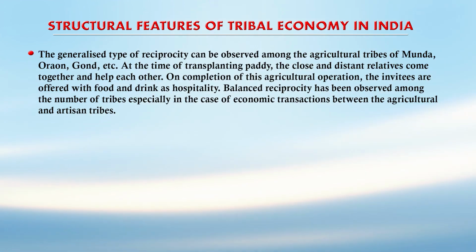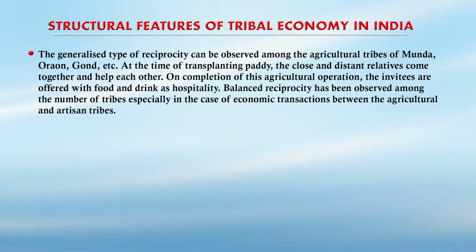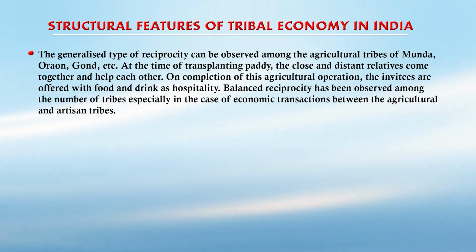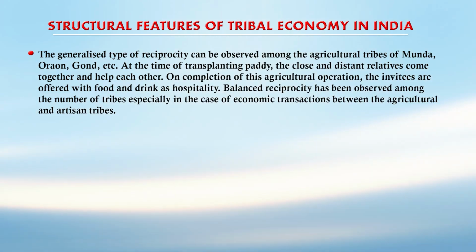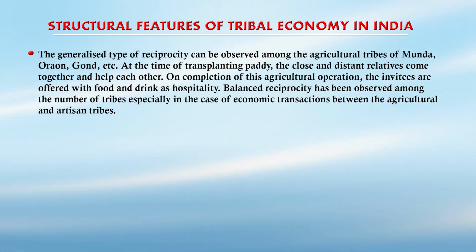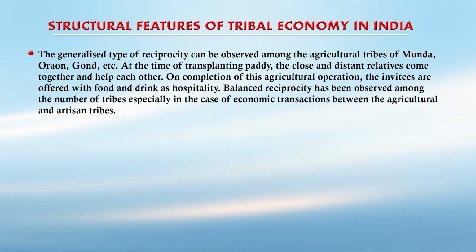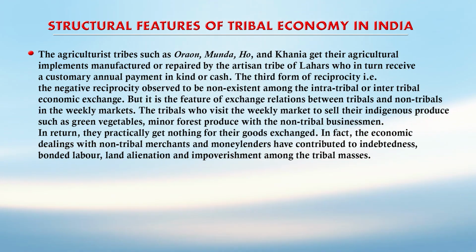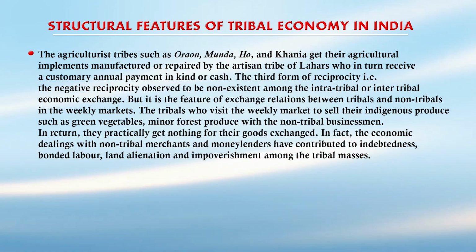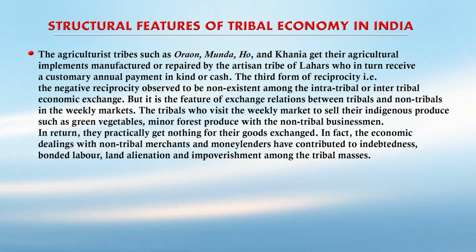The generalized type of reciprocity can be observed among the agricultural tribes of Munda, Orao, Gond, etc. At the time of transplanting paddy, the close and distant relatives come together and help each other. On completion of this agricultural operation, the invitees are offered food and drink as hospitality. Balanced reciprocity has been observed among a number of tribes, especially in economic transactions between the agricultural and artisan tribes. The agriculturist tribes such as Orao, Munda, Ho, and Khaira get their agricultural implements manufactured or repaired by the artisan tribe of Lohars, who in turn receive a customary annual payment in kind or cash.